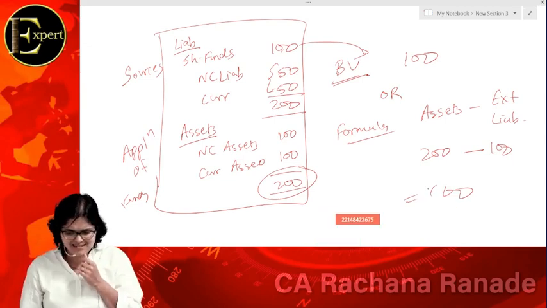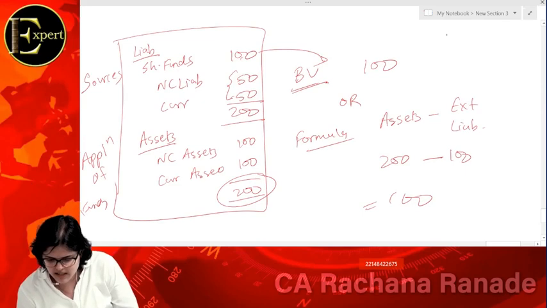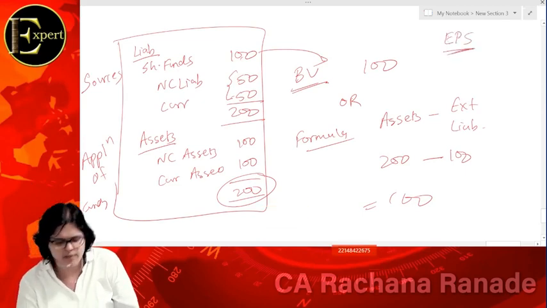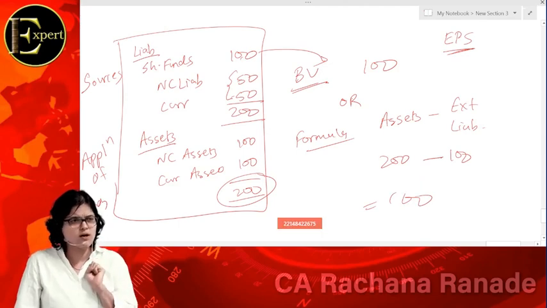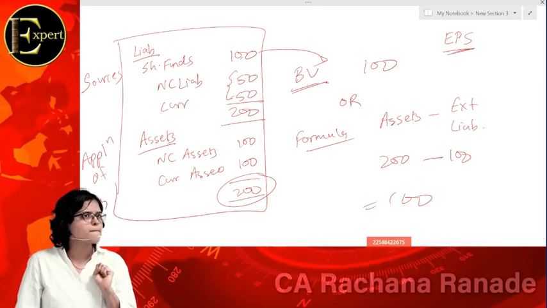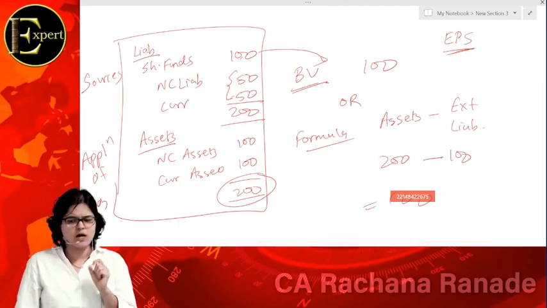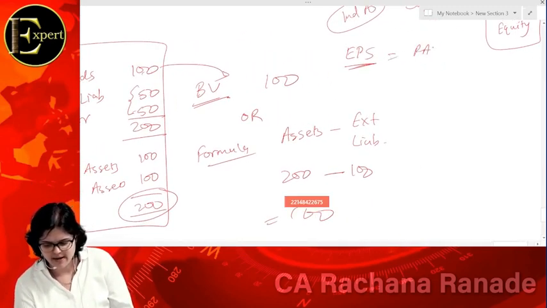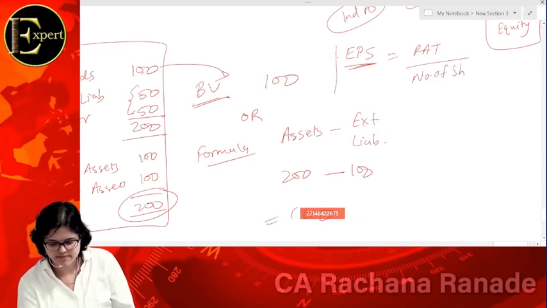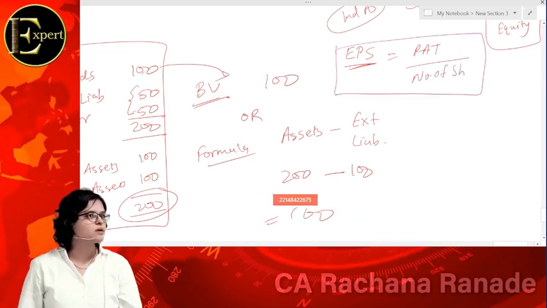Now, like yesterday we checked one formula, earnings per share. You remember what was earnings per share? What was our total earnings? Tell me. Okay, how did we calculate EPS? Very good. PAT divided by total number of shares. Correct?